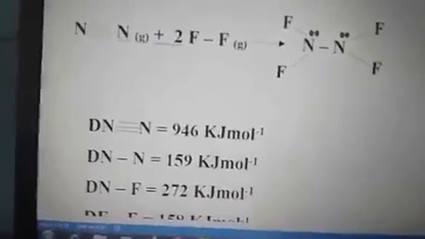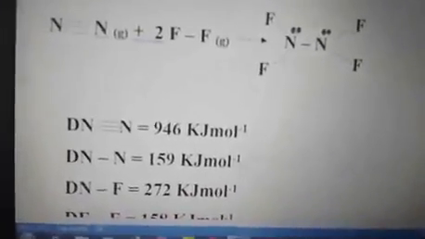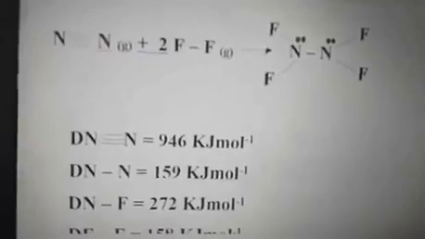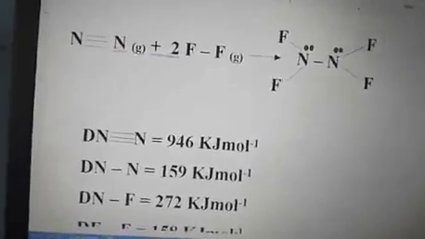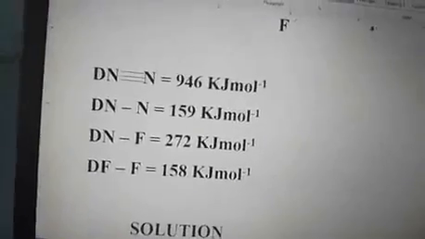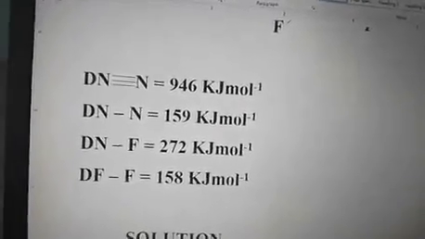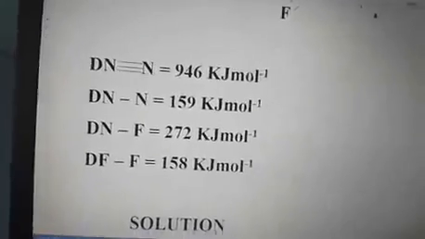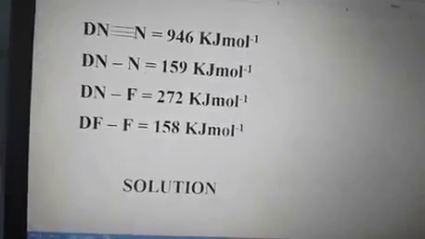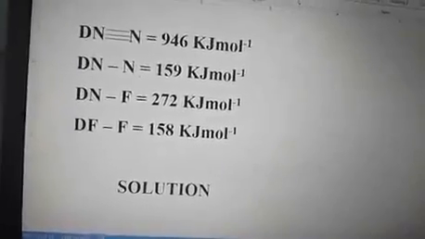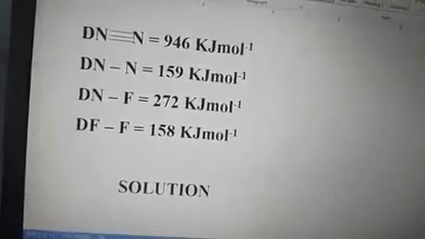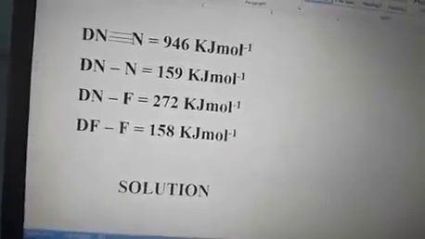The data given to us has the bond energy of the nitrogen to nitrogen triple bond as 946 kilojoules. So we need 946 kilojoules of energy to break the nitrogen to nitrogen triple bond. Then we have the bond energy of the nitrogen to nitrogen single bond: we need 159 kilojoules of energy to break the single bond between 2 nitrogen atoms. We have the nitrogen to fluorine single bond as 272 kilojoules per mole. We need 272 kilojoules of energy to break the single bond between nitrogen and fluorine, and then the bond energy of the fluorine to fluorine single bond is 158 kilojoules per mole.